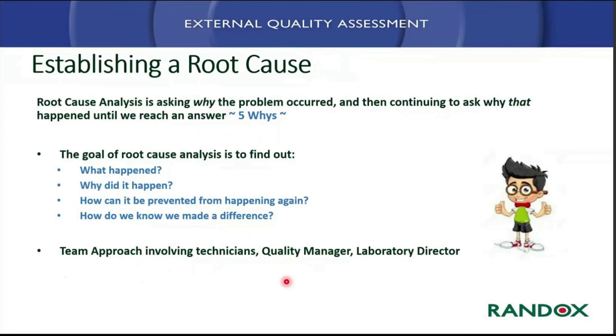And at that stage, I'm going to finish. But hopefully you'll have seen that there is a requirement for EQA. You'll see that it involves not only one aspect, but multiple aspects of your quality system, and also that it really is down to everyone.